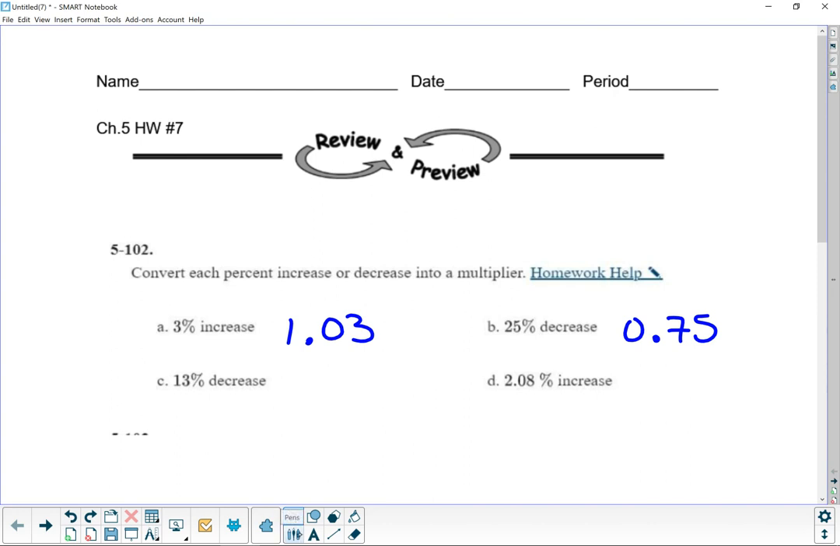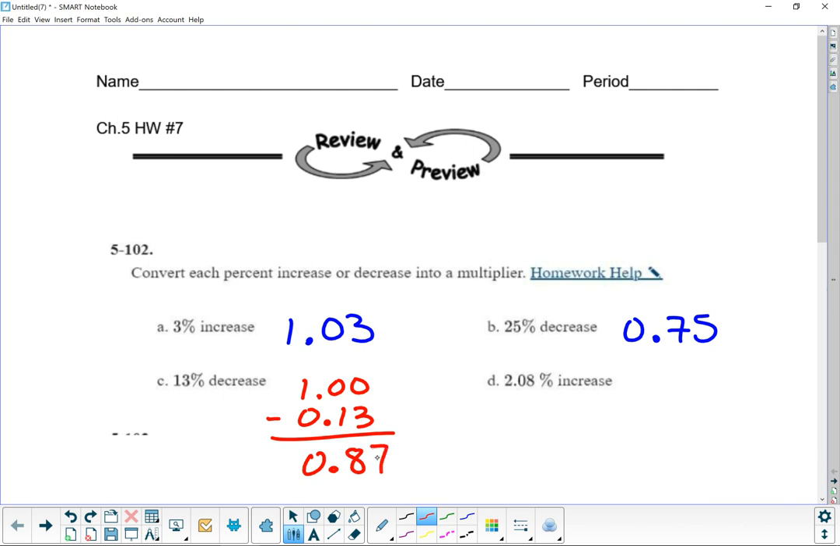Same thing here. We have a 13% decrease, so we have that 1, but we're going to be decreasing by 13%, which is 0.13. If you do the math there, you end up with 0.87. Again, if you lose 13%, how much do you still have? You still have 87%.